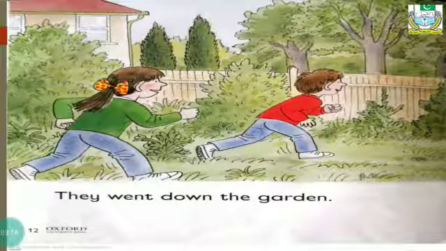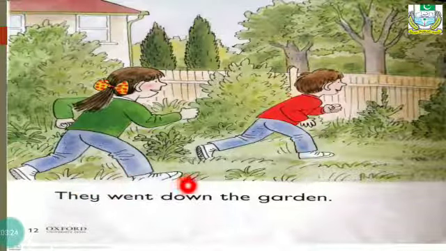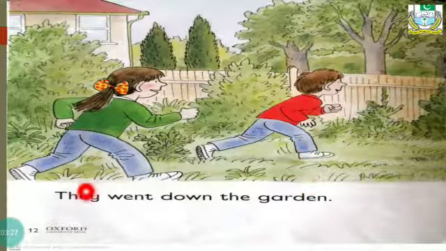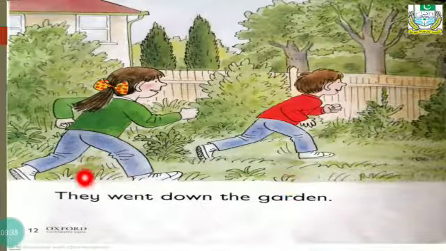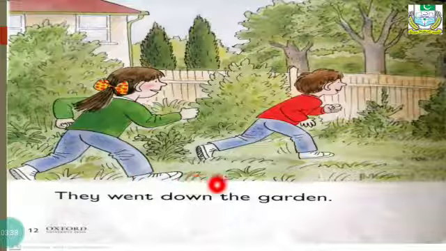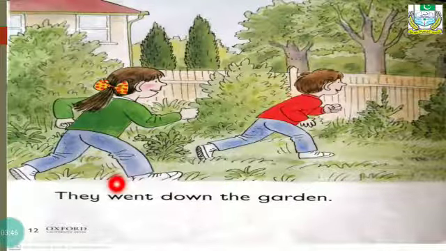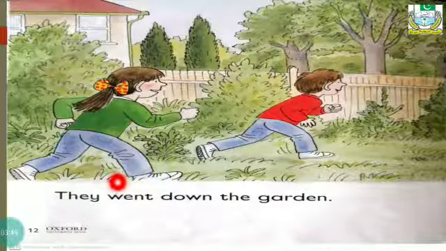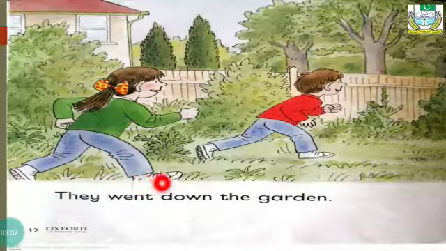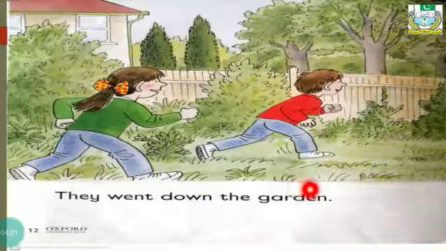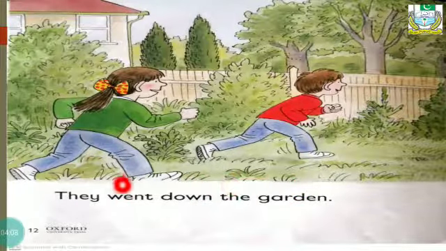Okay, next on page number 12. They went down the garden. Let's circle went first. Went is a verb. We are going to circle went, and you can highlight down and garden. Highlight down and garden and circle went.